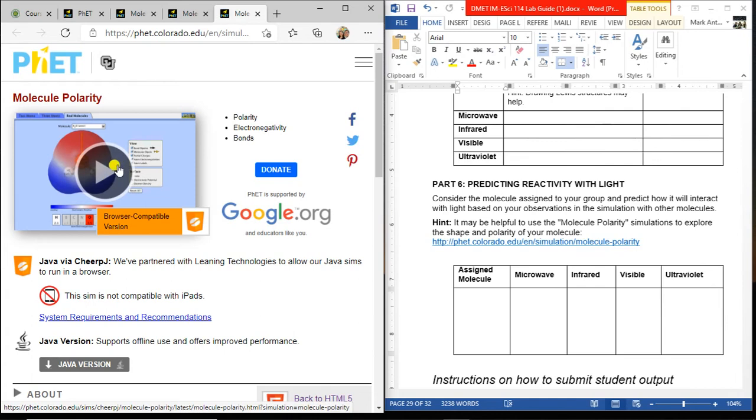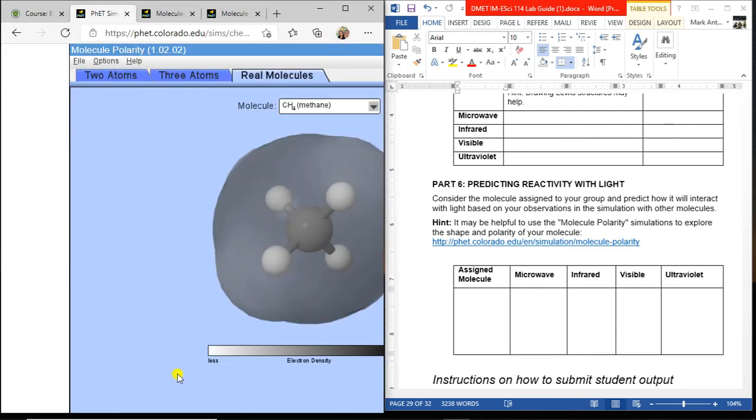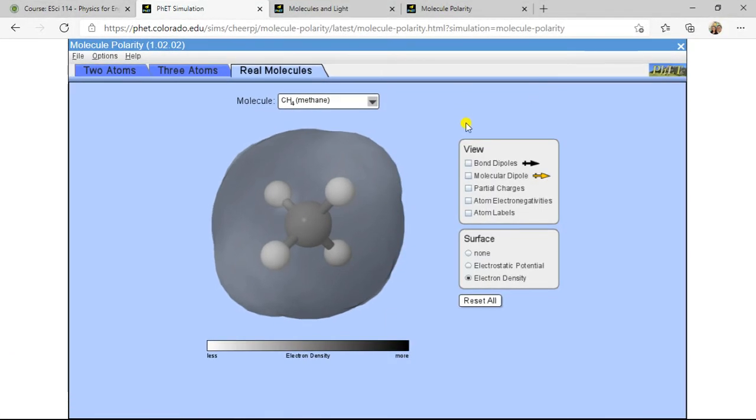I already opened this because it is in Java mode, so it takes much longer to load this simulation. So I have an open window here. Here you will notice I made it full screen. Here you can select the molecules present in the simulation.